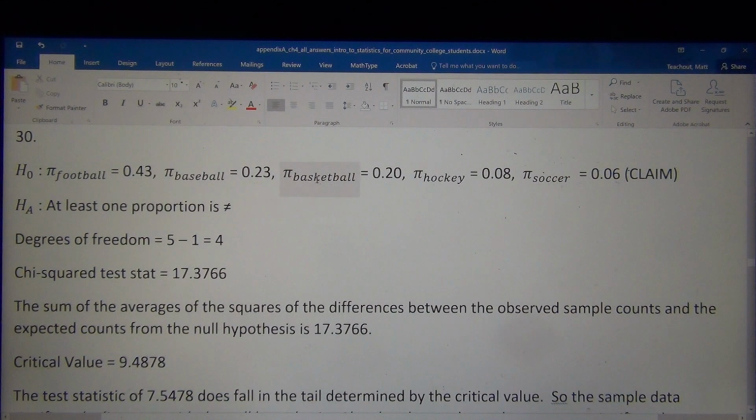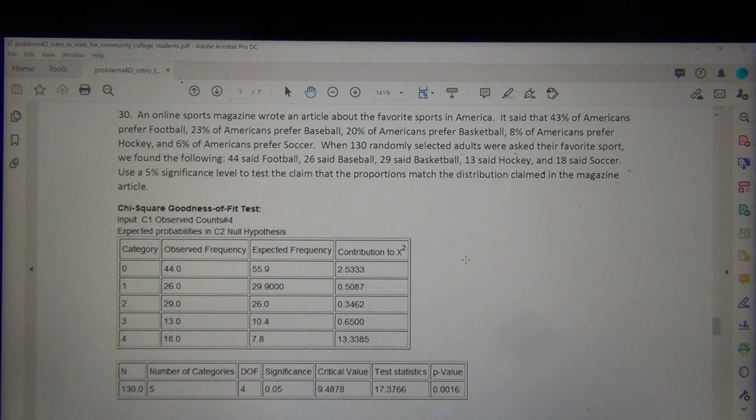All right, we have 5 groups, so degrees of freedom would be 5 minus 1, or 4. Notice they gave us the printout from StatCato, which is good. So we have our expected frequencies. These are our expected counts, what we expect to happen if those percentages listed in the null hypothesis were correct. All of them need to be bigger than 5. Our last group was close, with a 7.8 expected count, but it is above 5. So we are going to be okay in terms of passing the assumption of expected counts at least 5.